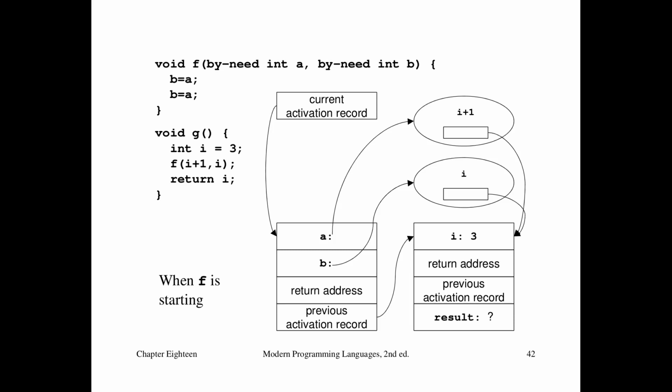And then it's as if we have that value associated with this specific activation record. And so by the time it gets done, when we return at G, we return I, which is going to be equal to 4.